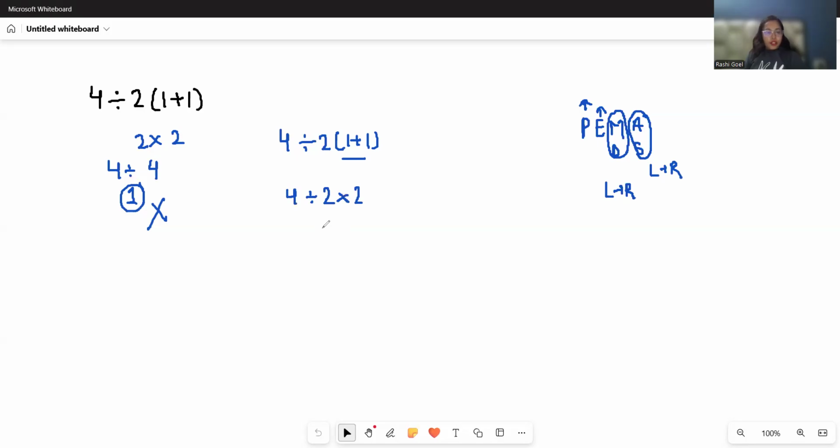Now we have two operations left, that is division and multiplication. We already discussed that both have the same priority, but still we have to solve from left to right. So 4 divided by 2 times 2. 4 divided by 2 is 2, and 2 times 2 is 4. So what is the correct answer? 4, not 1. I hope each and every step is clear and you find it useful.